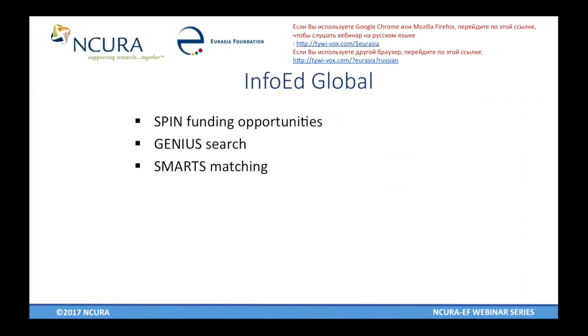Spin is a searchable funding opportunity database. Genius is a profile system of keywords. And SMART matches the keywords with the funding opportunities in the database. Many of these databases are set up to work this way.